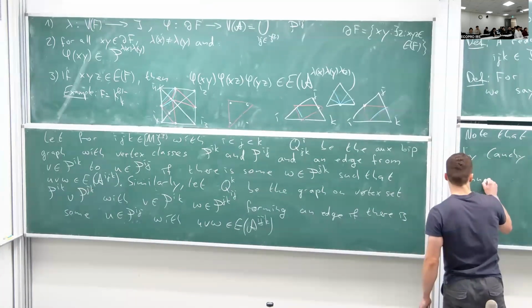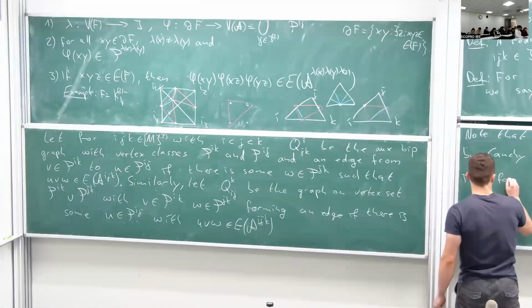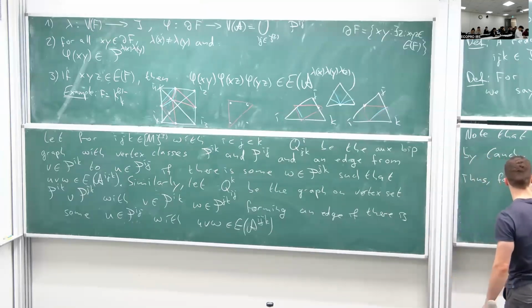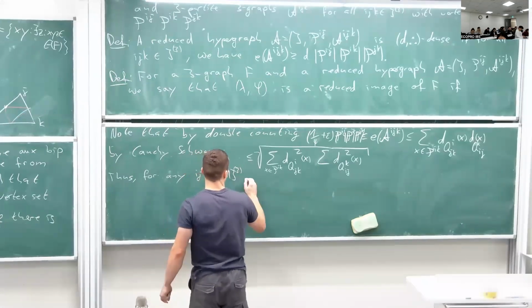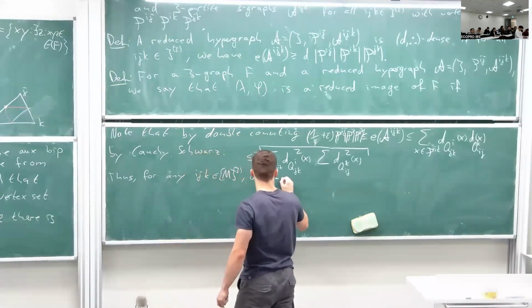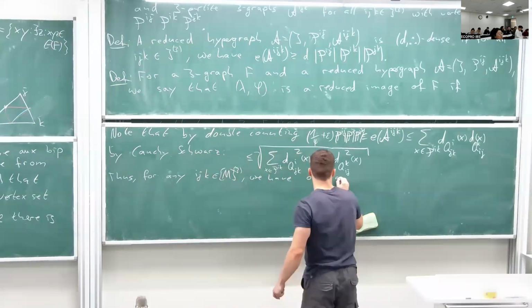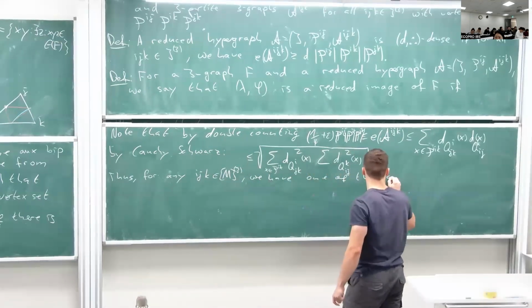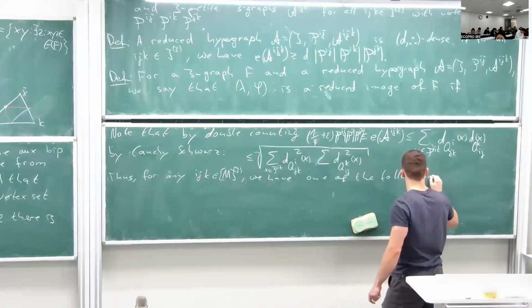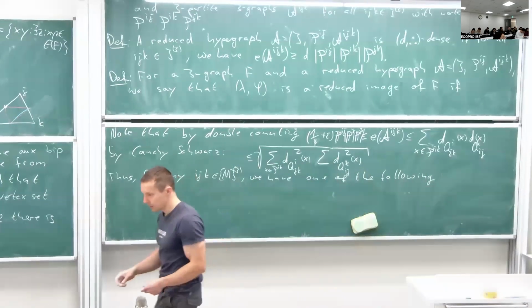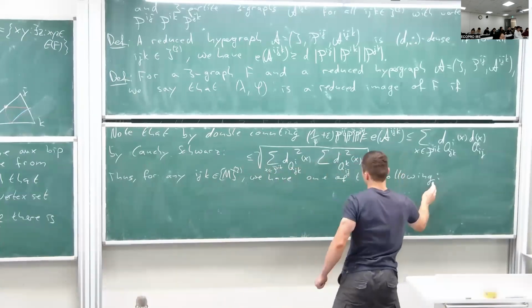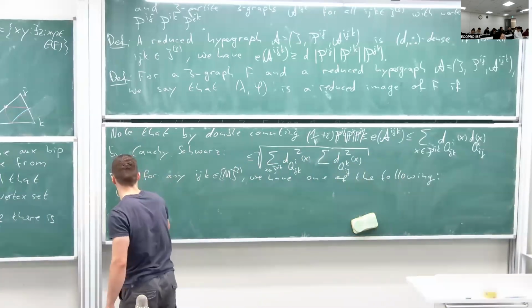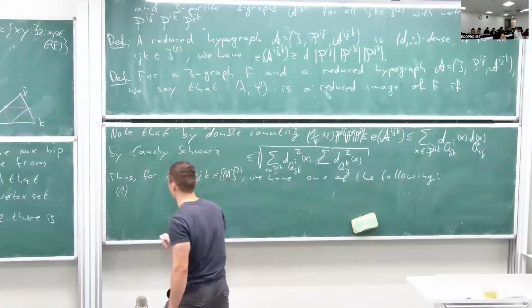Thus, for any ijk we have one of the following. So the first is maybe that this is large.